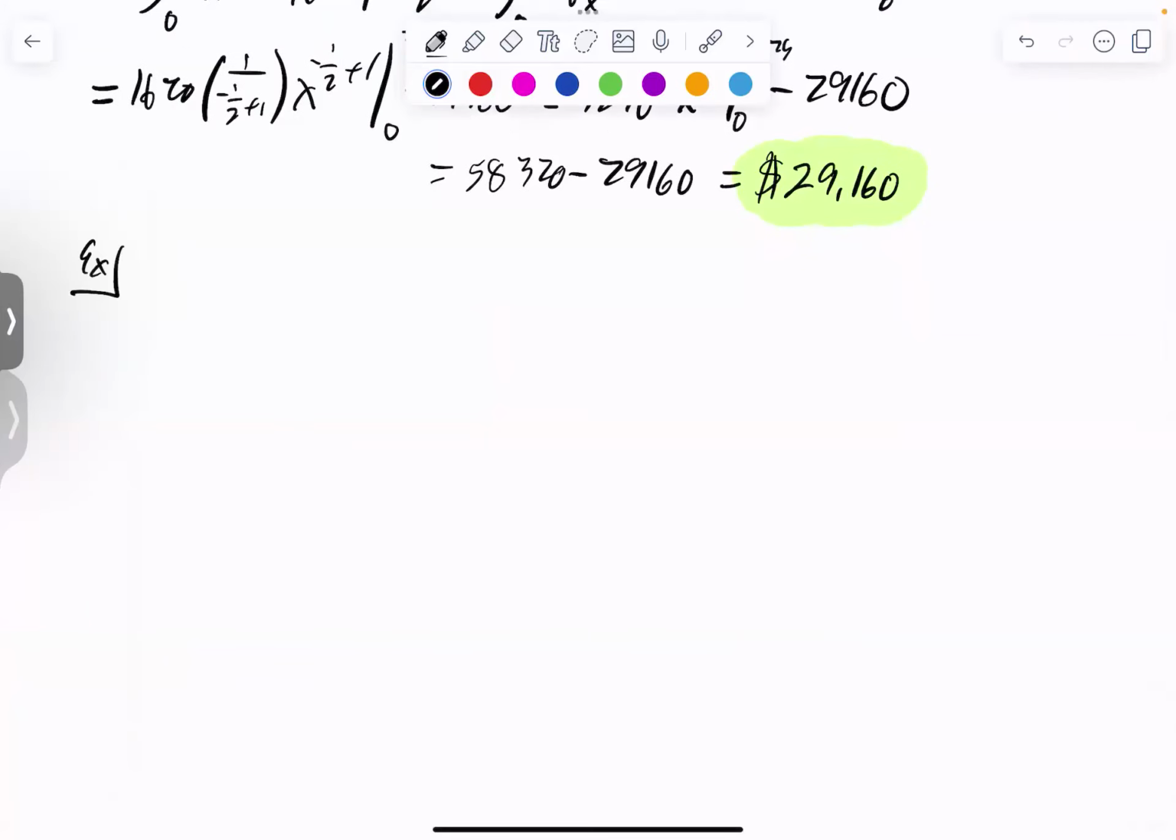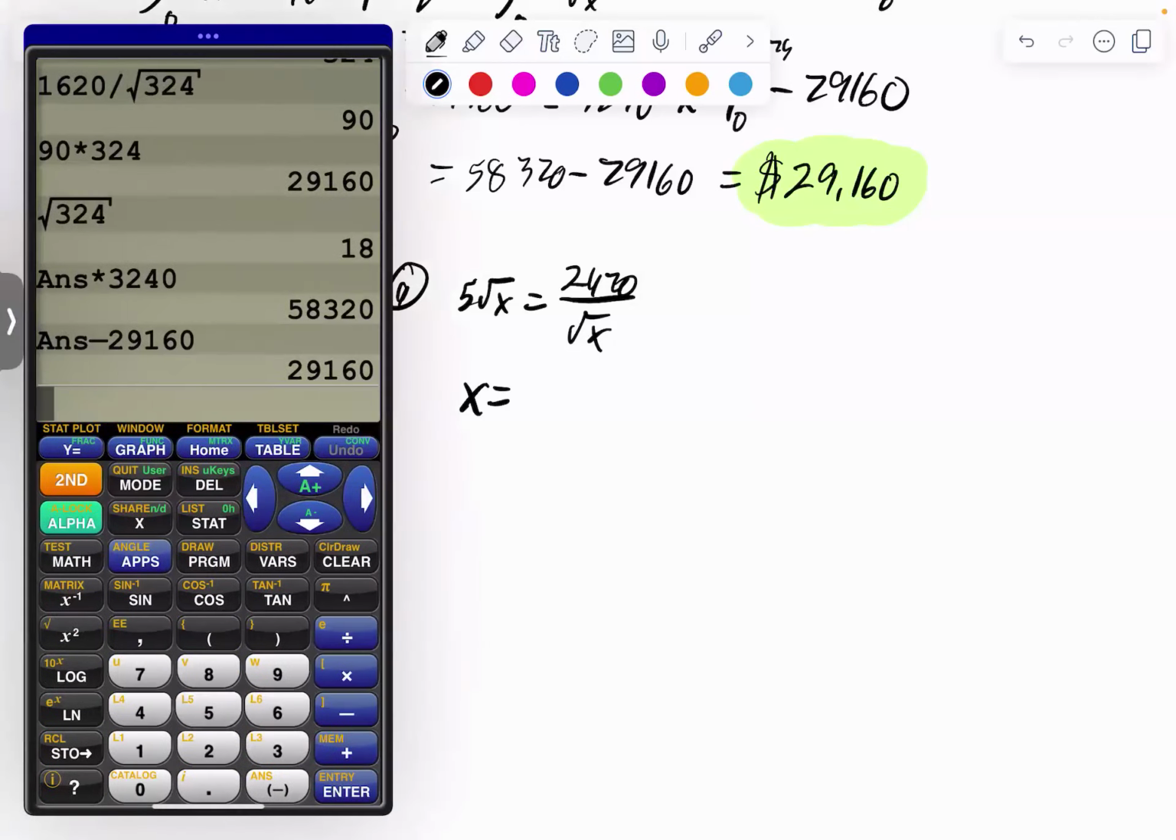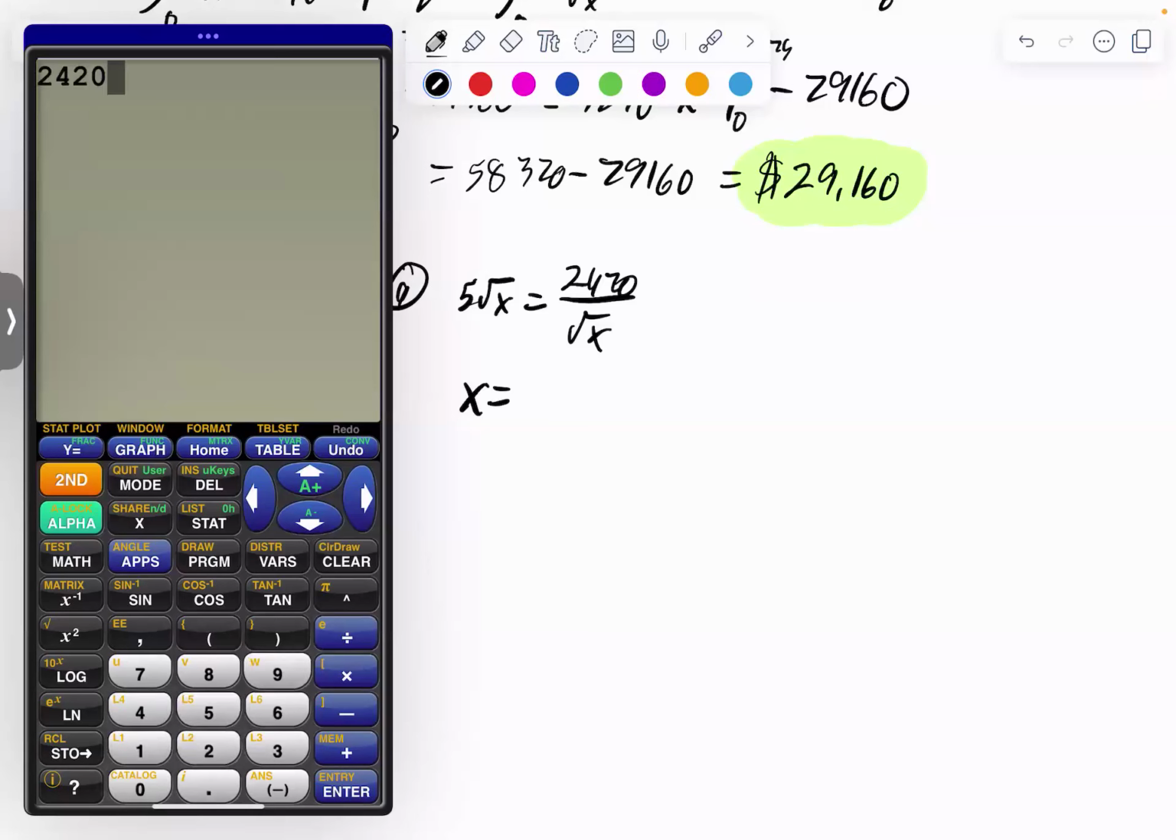This one's going to be very similar, except we are going to be doing a supply function in this case. So we start with a demand function of 2420 over root x and a supply function of 5 root x. And we start out like we did before, finding the equilibrium quantities. So let's set the two equal to each other. So 5 root x equals 2420 over root x. Root x times root x is just x, and 2420 divided by 5 is 484.